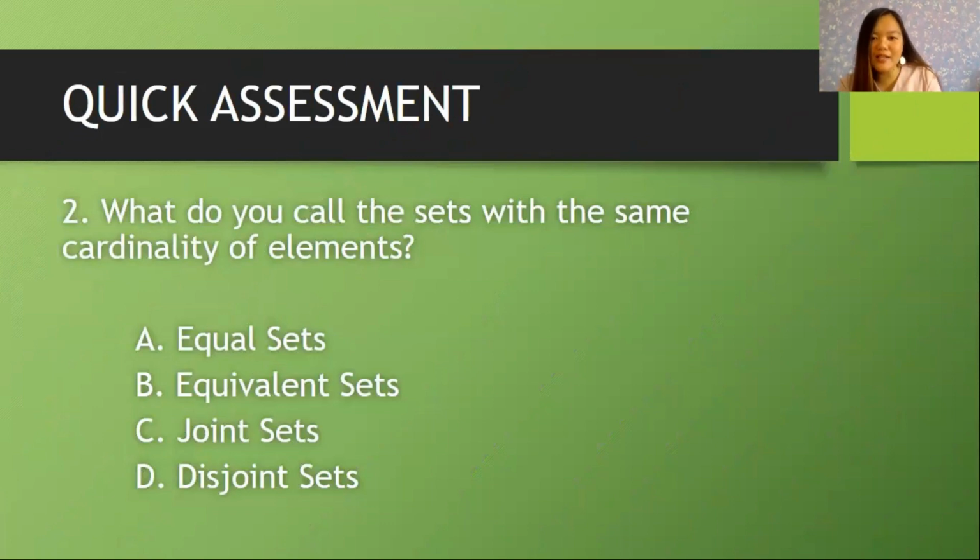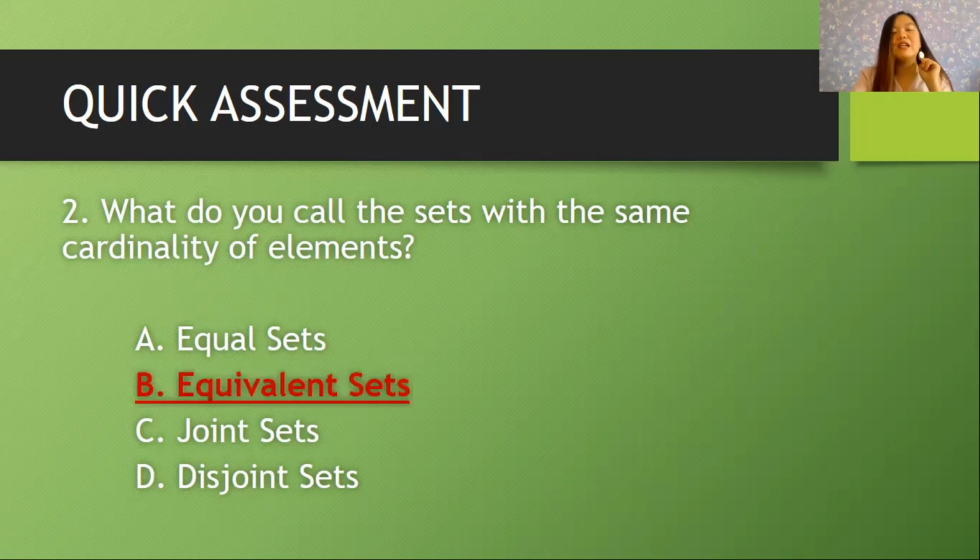What do you call the sets with the same cardinality of elements? Is it equal sets? Is it equivalent sets? Joint sets or disjoint sets? Correct. Equivalent sets. Kasi equal sets, same element. Equivalent set, same cardinality of elements. Joint set, they have a common element. Disjoint sets, no common element. But the question says, same cardinality of elements. So definitely, the answer is letter B.